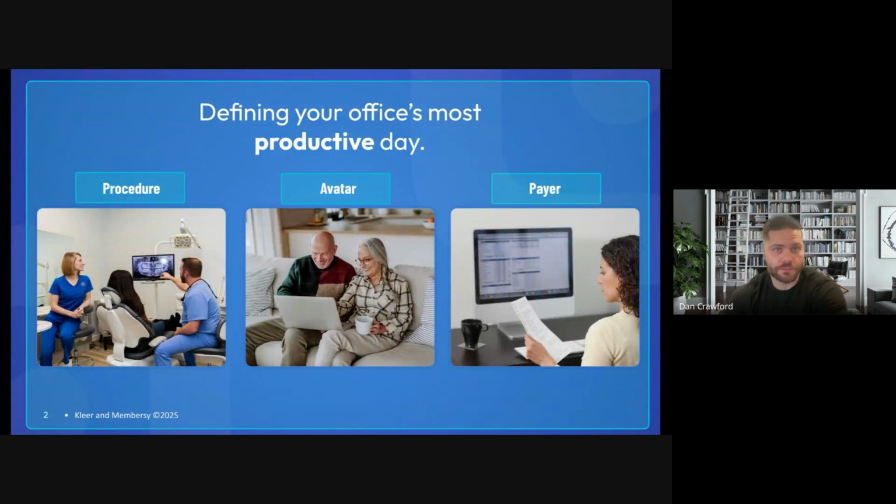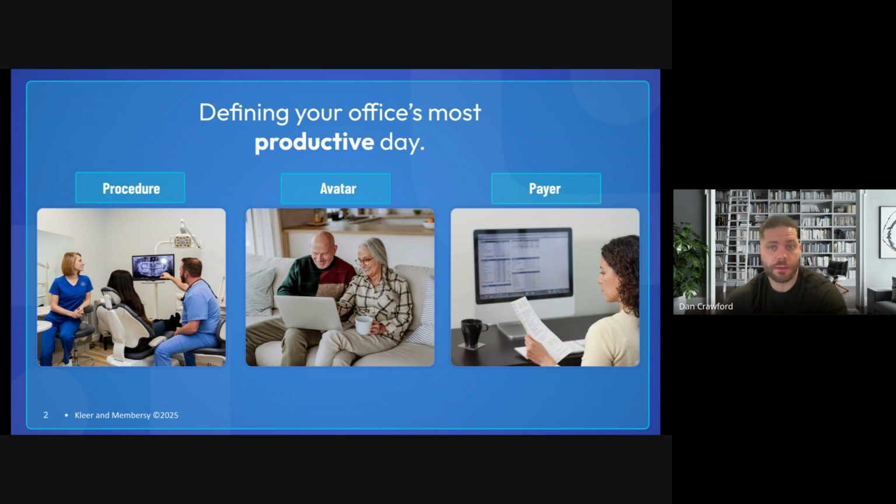So first thing we're going to want to do, of course, is define what is your office or a given practice's most productive day. And of course, there's three different areas that we want to look at with respect to defining this. First, of course, you want to look at the procedure, right? Some procedures are much more productive than others when it comes to revenue and engagement from the patient. Then, of course, you want to look at the patient avatar, we'll call it. Who is that patient walking in the door to get a given procedure, taking up that chair time? Is it a retiree? Is it a student? Is it a working professional? That's going to be very important when it comes to thinking about the schedule as well.